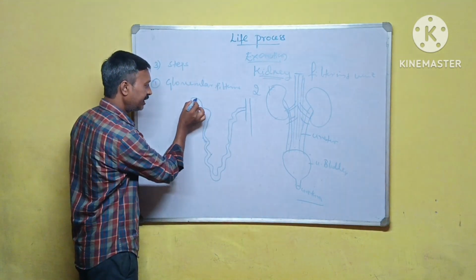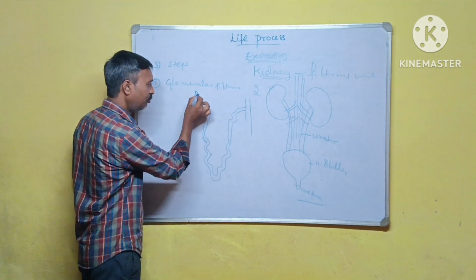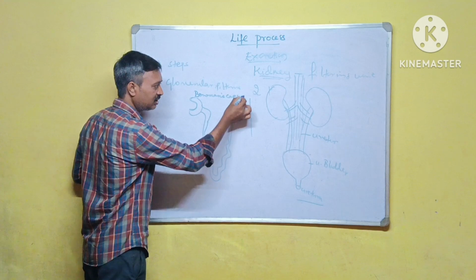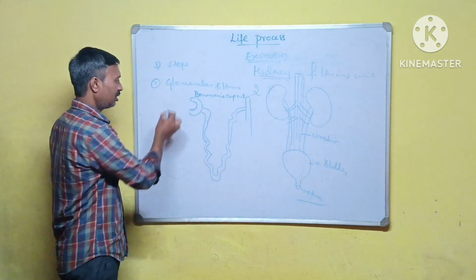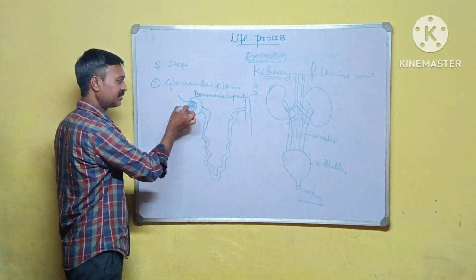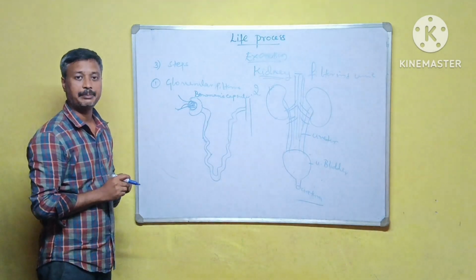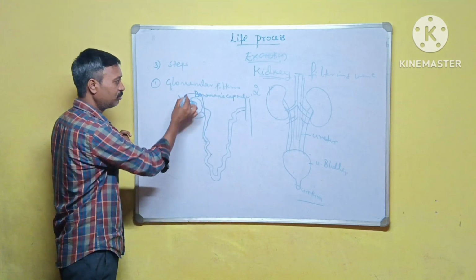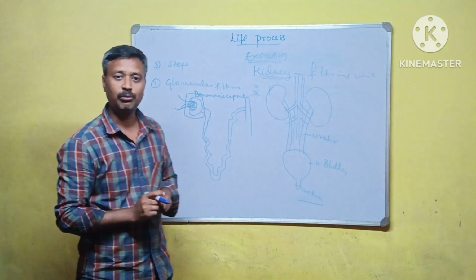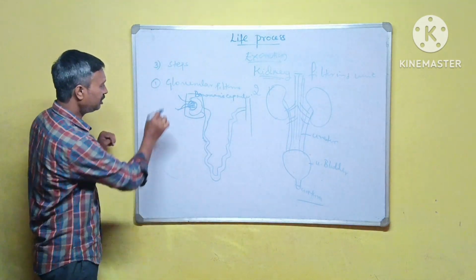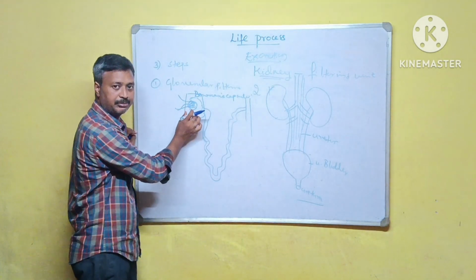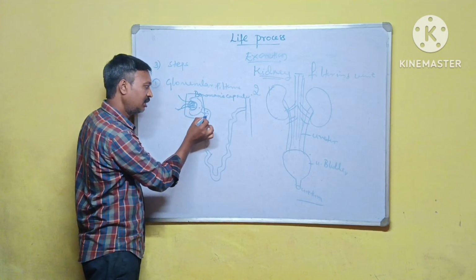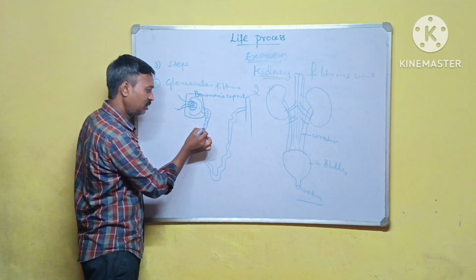The nephron has a cup-shaped structure called the Bowman's capsule. It has a bunch of blood capillaries. First, blood filters in the Bowman's capsule. That is called glomerular filtration. Blood rushes into the Bowman's capsule and the blood filters here, and the waste is filtered and enters into the tubes.